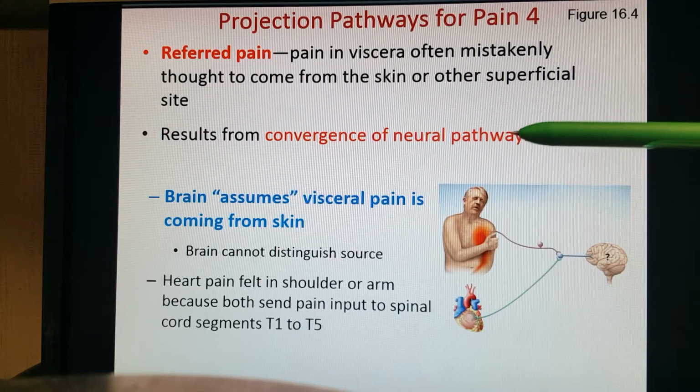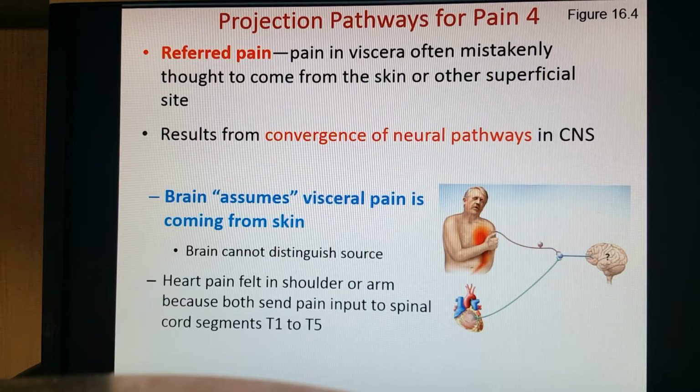This is the convergence of neural pathways. So the brain doesn't know where this information is coming from, so it just automatically thinks, oh, well, I'm used to touch on the outside of the body, so it assumes that that visceral pain is coming from the skin. So this is why he's clutching his arm or his shoulder when the problem is actually his heart.